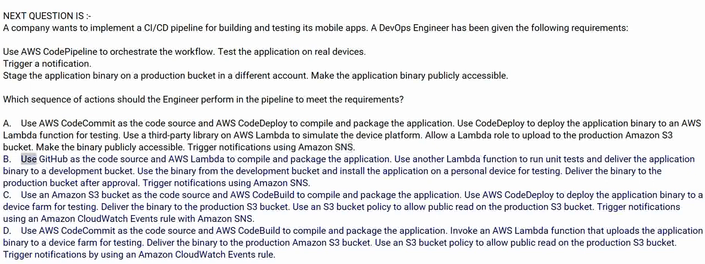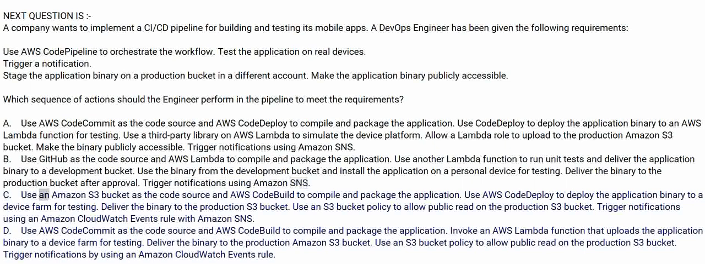B. Use GitHub as the code source and AWS Lambda to compile and package the application. Use another Lambda function to run unit tests and deliver the application binary to a development bucket. Use the binary from the development bucket and install the application on a personal device for testing. Deliver the binary to the production bucket after approval. Trigger notifications using Amazon SNS.